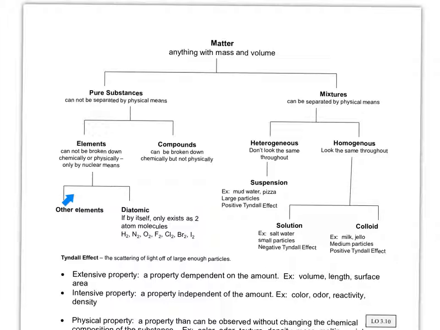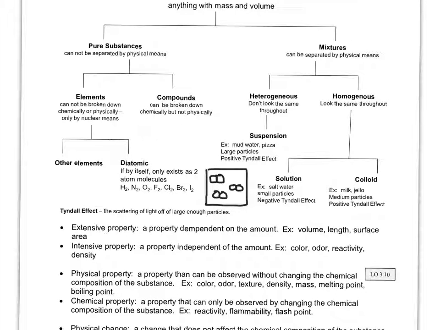Elements can be further broken down into diatomic elements and then others. So diatomic elements are elements that exist in twos. So there are 7 of them: H2, N2, O2, F2, Cl2, Br2, and I2. Those you kind of have to know. And those exist, like I said, as 2 atoms bonded together. So they exist in the form of molecules.